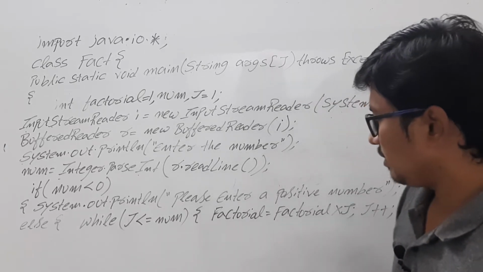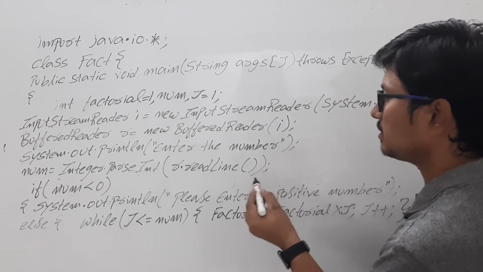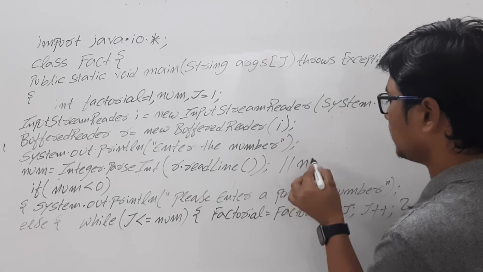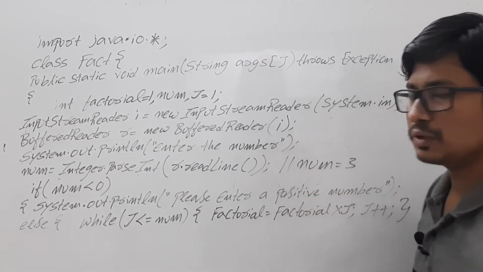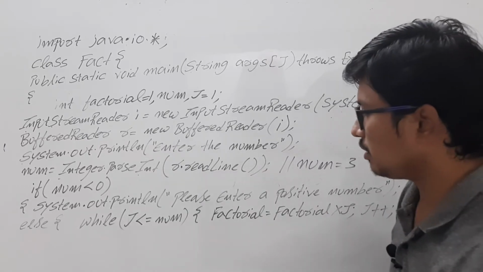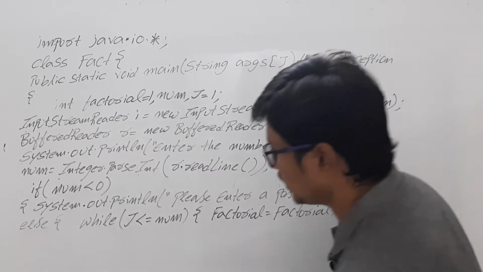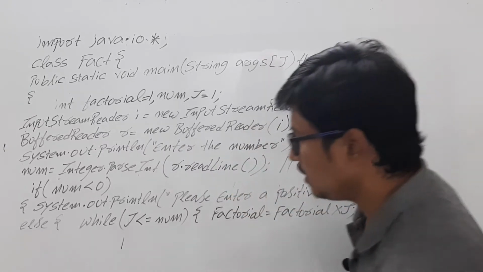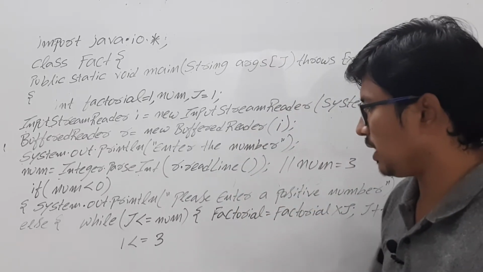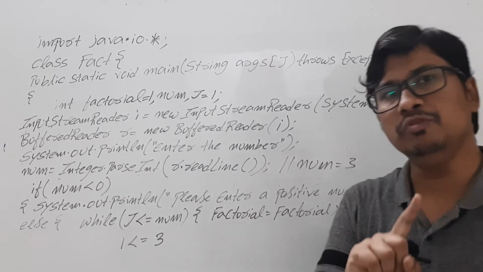Okay, then what will happen? Look here. Let's take that the user has entered the number as 3, so num is equal to 3. He wants to compute the 3 factorial. While j less than or equal to num, what is the j value? 1. What is the num value? 3. So 1 is less than 3. The condition is true. As the condition is true, the statements in the while loop will be executed once.